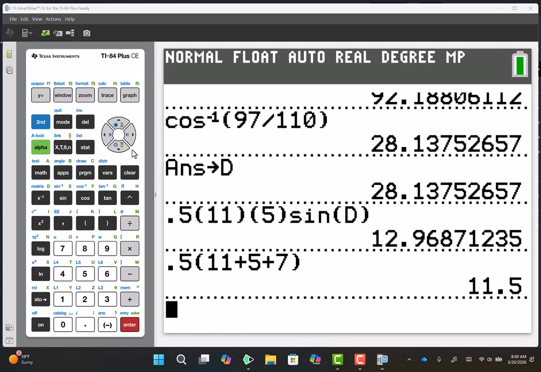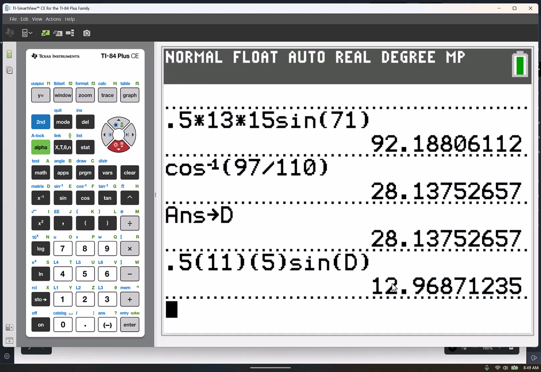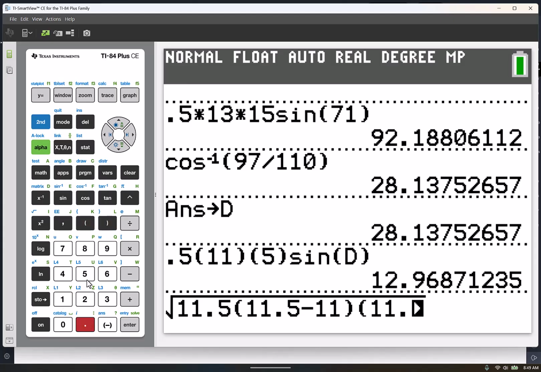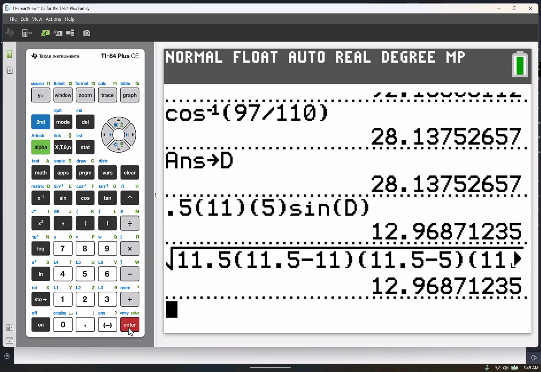Let me delete this because I want to see if it's perfect. So here's my answer. I better get this answer digit per digit. So I'm going to go square root, 11.5, open, 11.5 minus 11, and then times 11.5 minus 5, close, open, 11.5 minus 7. And look at that.